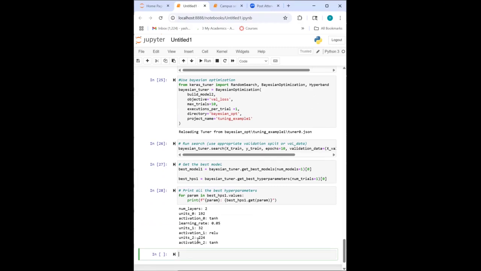There are a total of two layers. The base layer has 192 neurons and an activation function of tanh. Learning rate is 0.05. The first layer has 32 neurons with an activation function of ReLU. The second layer has 224 neurons with an activation function of tanh.